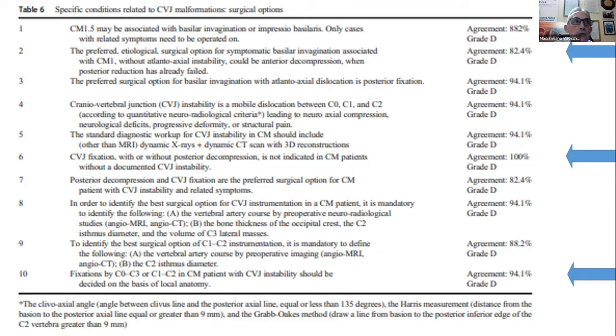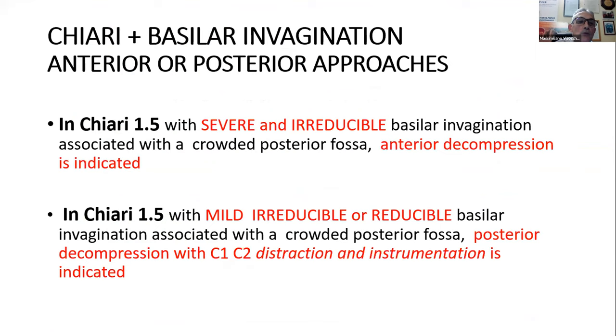Craniovertebral junction fixation instrumentation and fusion is indicated in case of proved instability and with clear tonsillary herniation. And finally, the type of fixation can span from C0-C3 to C1-C2 according to the goal and the local anatomy. So in conclusion, when we deal with Chiari 1.5, in other words, basilar invagination with tonsillary herniation, irreducible and severe, as well as associated with clinical symptomatology, anterior decompression is indicated.